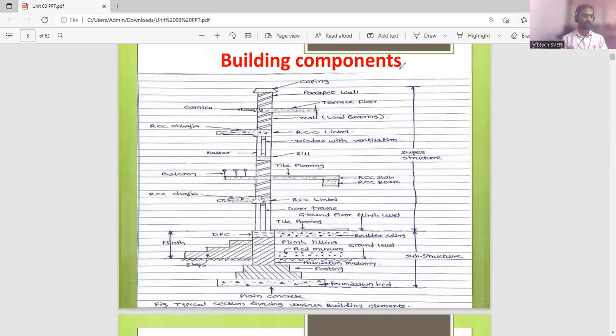Building components. Is this slide visible, everyone? Yes, sir. Whatever components I have taken, all those components are denoted here.